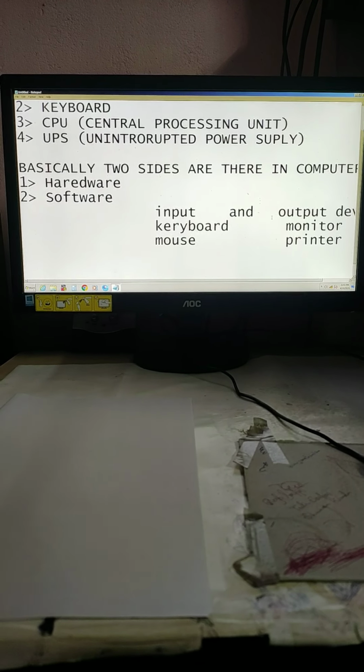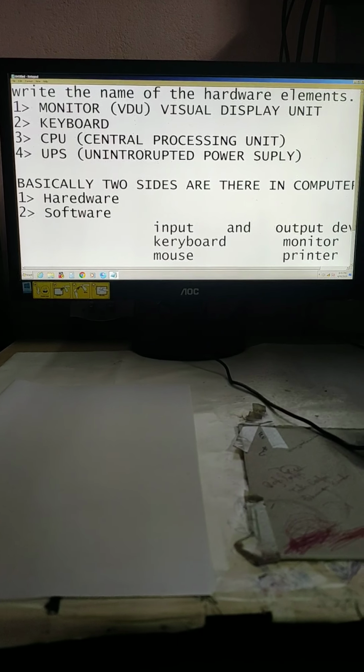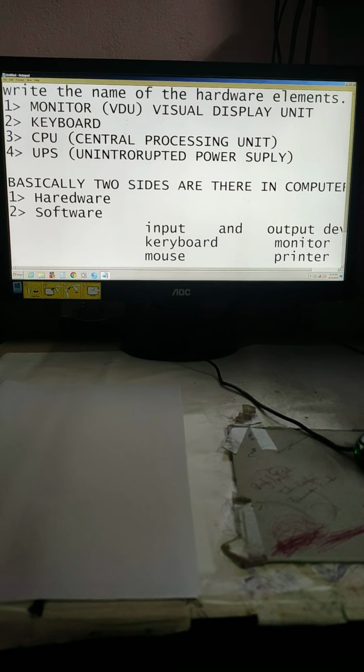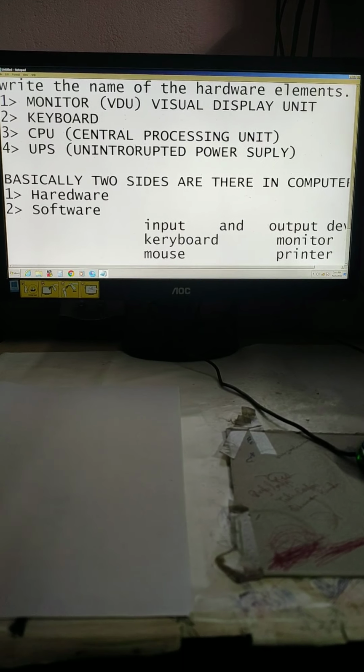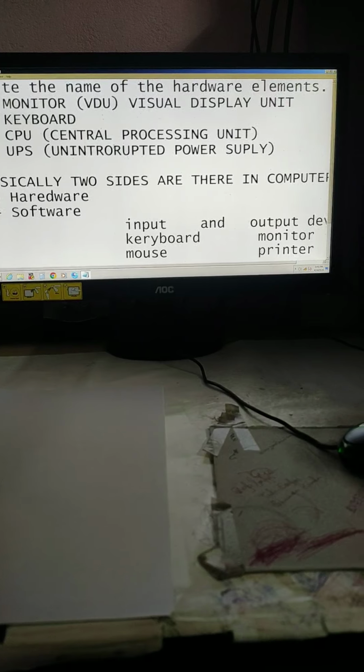Okay, so these are the first class. You will write all these elements in your copy nicely. And next I will show you the other items related to the computer. Okay, that's all.